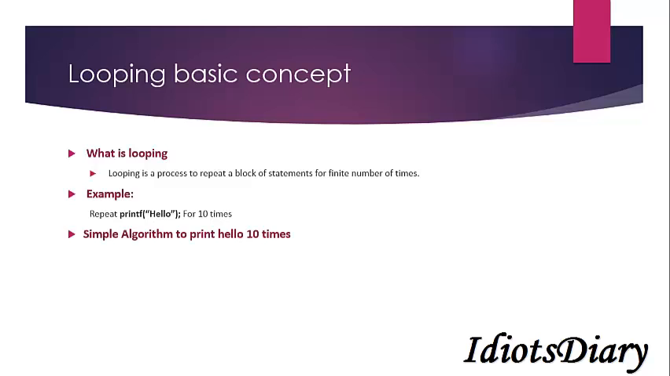To print hello 10 times, we first take a variable x and initialize it to 1. Then check that the value of x is less than or equal to 10. If yes, then we print hello. If no, then we exit the process. In this way, you can print hello 10 times.